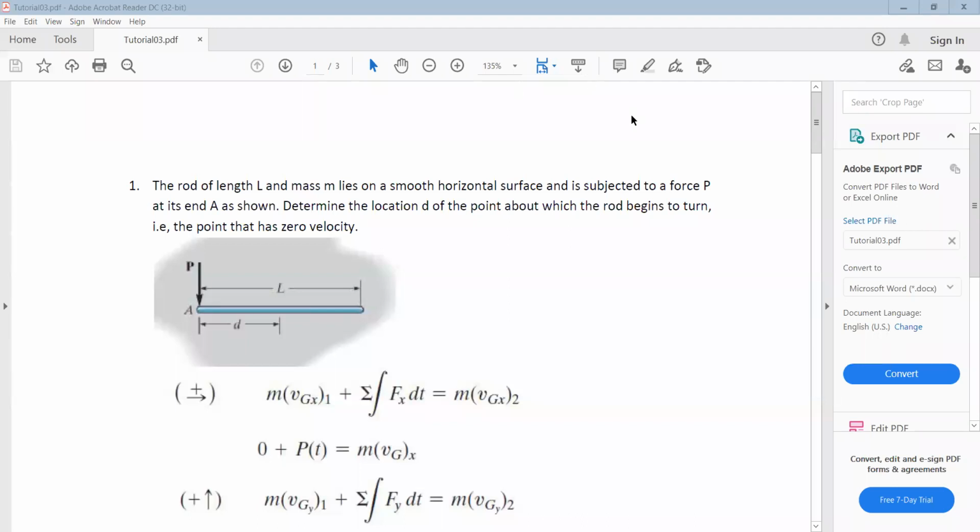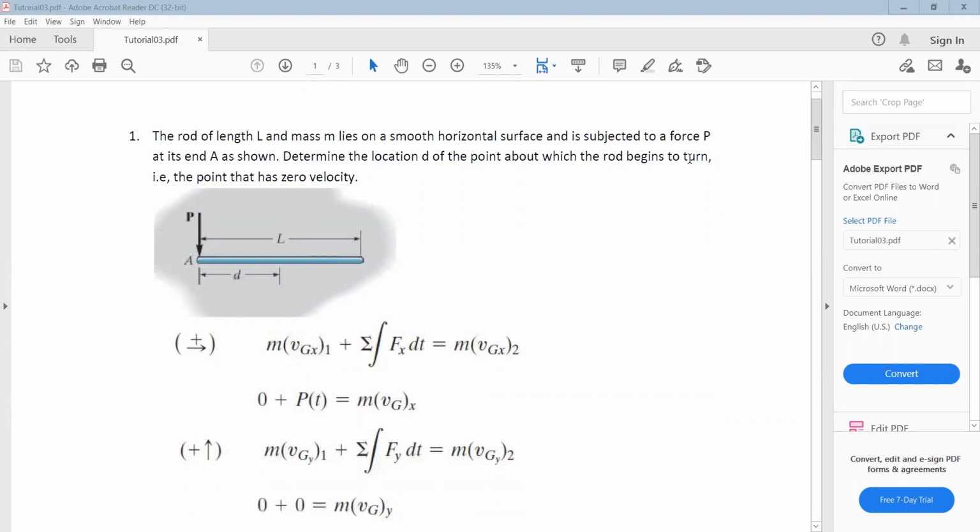Okay, for this week, the tutorial includes two problems. The first one: a rod of length L and mass M lies on a smooth horizontal surface and is subjected to a force P at its end A, as shown.